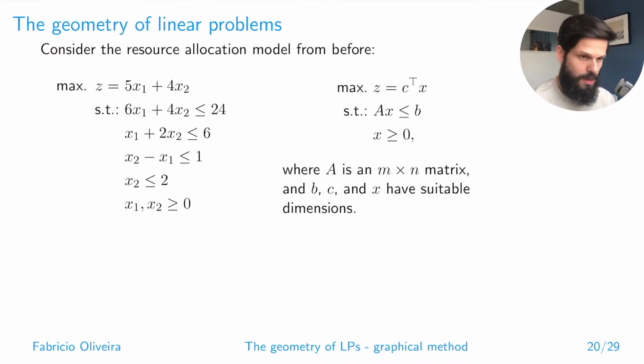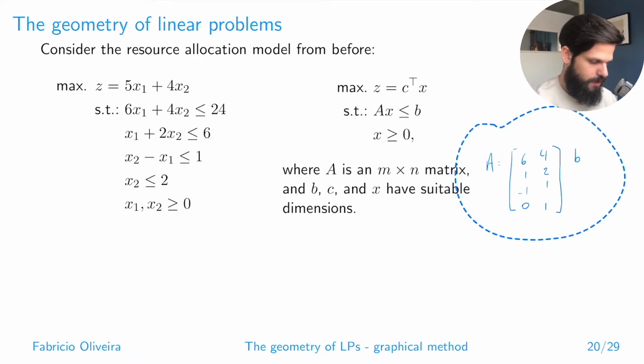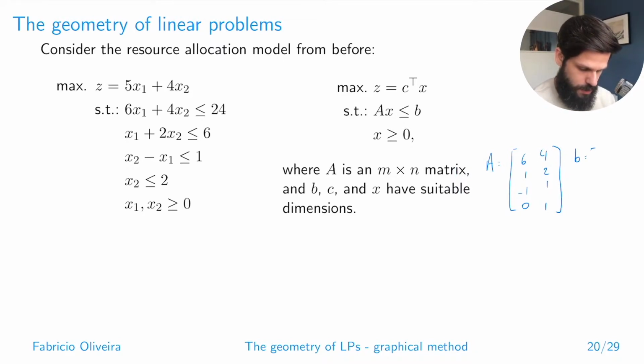So if you remember, the matrix A here represents this: 6, 4, 1, 2, minus 1, 1, 0, 1. Let me put a bit better line here. There you go. And we have our vector B, which is represented by 24, 6, 1, and 2.